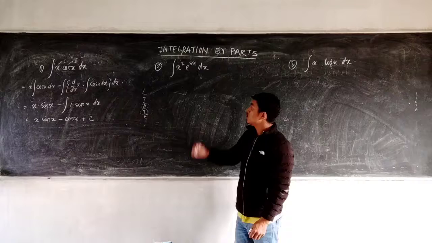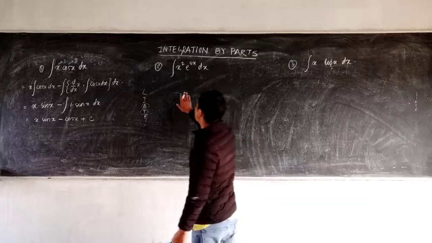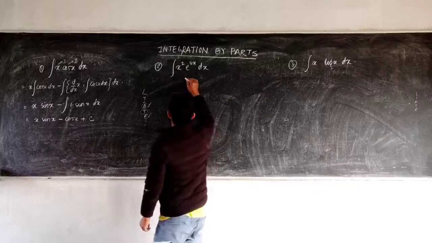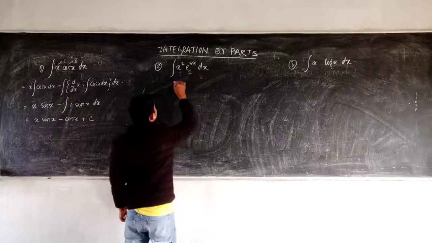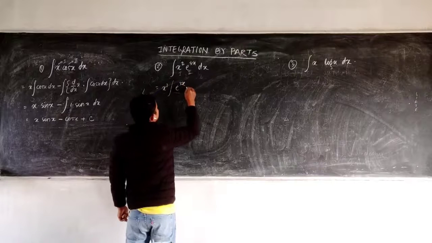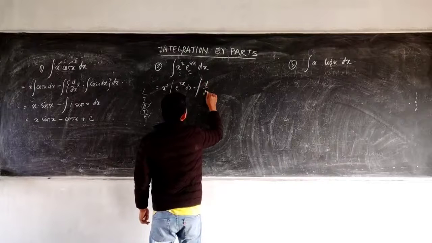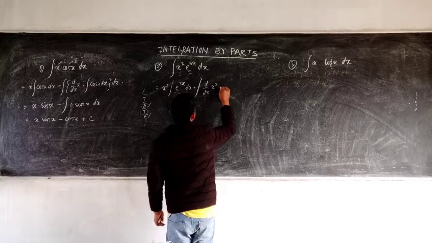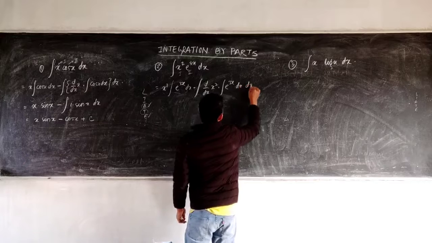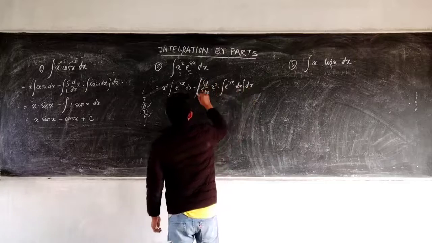So now coming to question number 2, here we have two functions, one belonging to the algebra and the other belonging to the exponential. So again the algebra being the first function and the exponential being the second. So this will be equal to the first function into the integration of e to the power 3x dx, minus the integration of the derivative of the first function, that is d by dx of x square, into the integration of the second, the integration of e to the power 3x dx, again dx. Okay, so this first dx is for this integral and this dx is for the first integral.